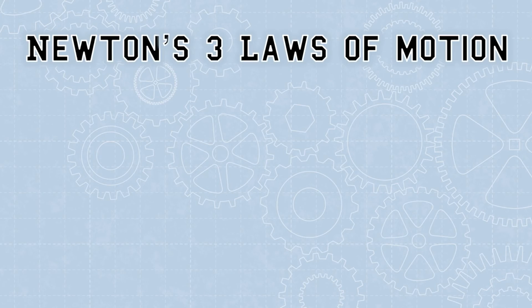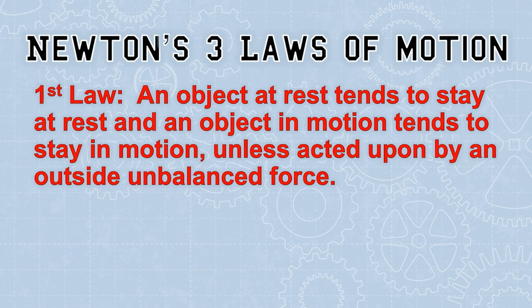Newton's 3 laws of motion explain motion throughout the universe and are observed here on Earth. They were observed and recorded by Sir Isaac Newton, that guy who didn't actually get hit in the head by an apple. His first law states that an object at rest tends to stay at rest, and an object in motion tends to stay in motion, unless they're acted upon by an outside, unbalanced force. In other words, it takes a new push or pull to change an object's motion.